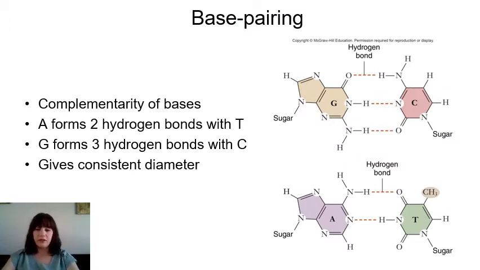Again, let's look a little closer at these nitrogenous bases. Here we've got guanine paired with cytosine and adenine paired with thymine, and you can see that hydrogen bonds are the bonds that mediate these pairings. We have 2 hydrogen bonds between A and T. We have 3 hydrogen bonds between guanine and cytosine.